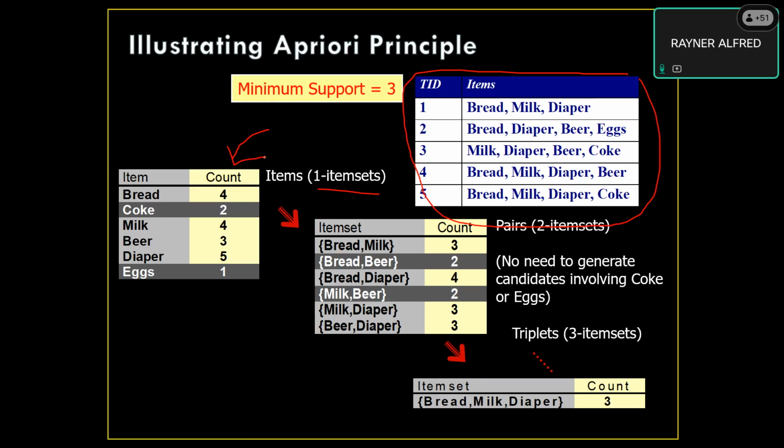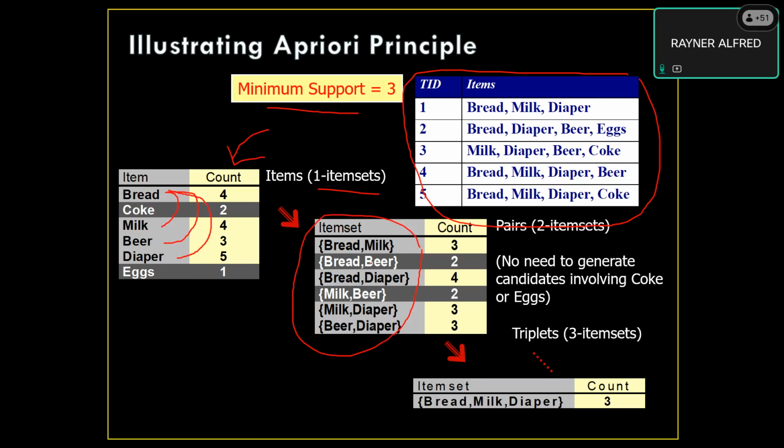So we have 6 different one item sets. Given that the minimum support is 3, the counting which is less than 3 will be considered not frequent. So we eliminate this one from the list. So the next one, we combine bread and milk, and then bread and beer, and then diaper, and then we continue with the rest. So these are all the possible candidates that we can generate from the one item set here.